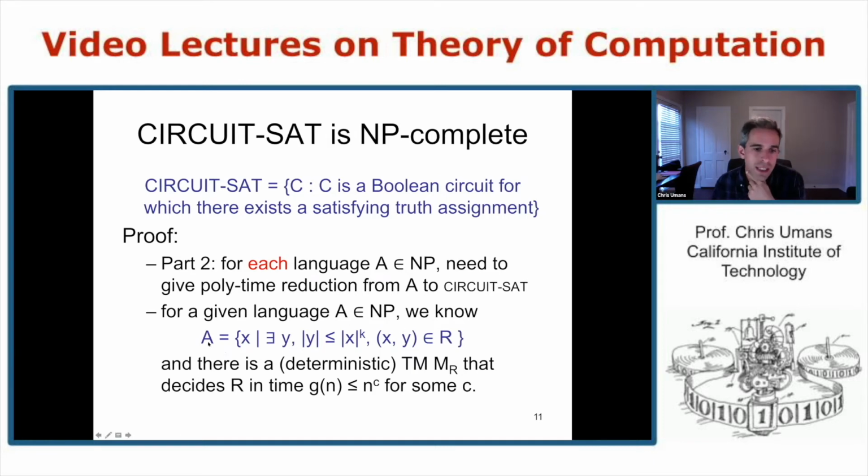So it means that it can be expressed in the following form. It can be expressed as the set of X such that there exists a Y such that X, Y is in R, where R is some polynomial time language, meaning that there is a Turing machine M sub R that decides this language R in some polynomial time bound. Let's call it g of n, n to the c for some constant c. Okay, so that's our generic NP language, and we're now going to try to reduce that to circuit SAT.